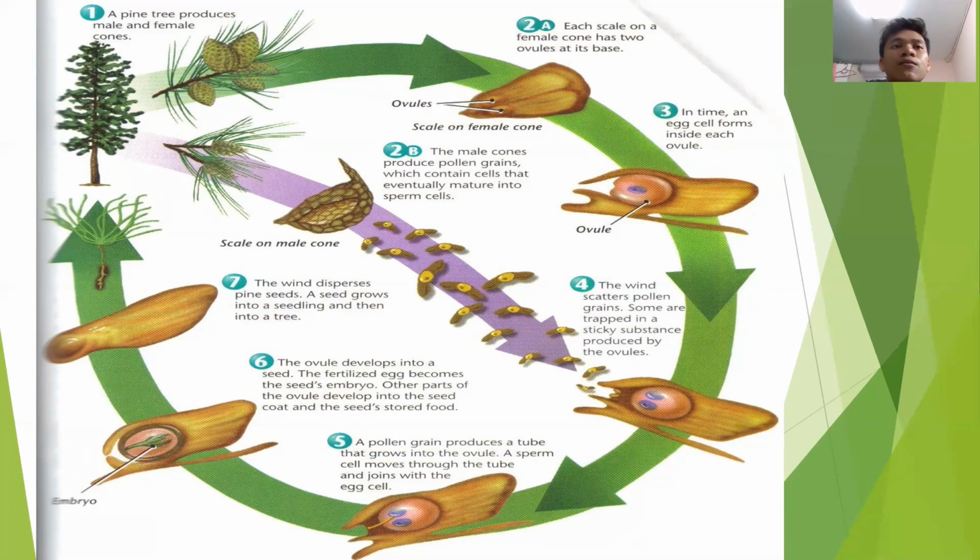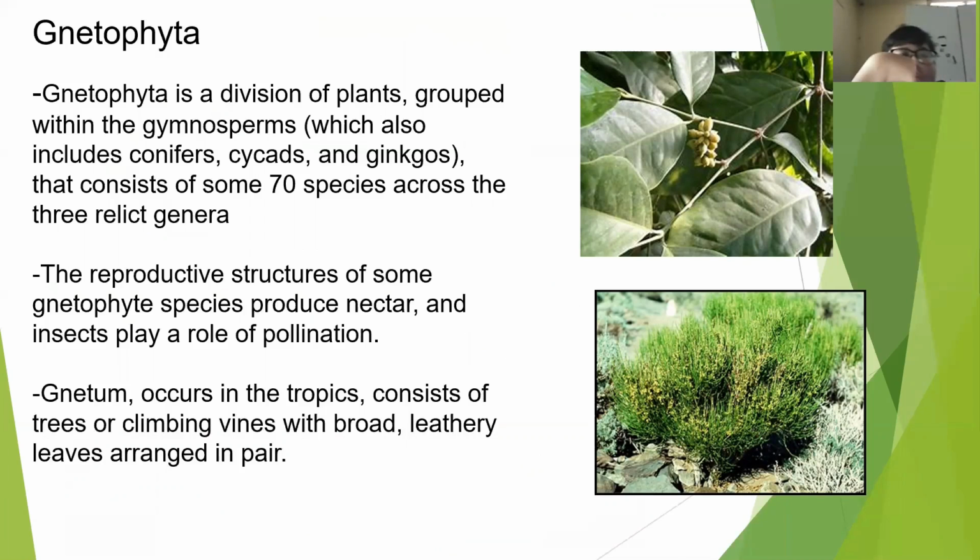And lastly, the wind disperses pine seeds. A seed grows into a seedling and then into a tree. Next is Gnetophyta. You can refer to your textbook on page 426. Gnetophytes are represented by three living genera and 70 species of plants that are very diverse in appearance. In all gnetophytes, xylem is present, and they have archegonia, and their strobili, or cones, have a similar construction.